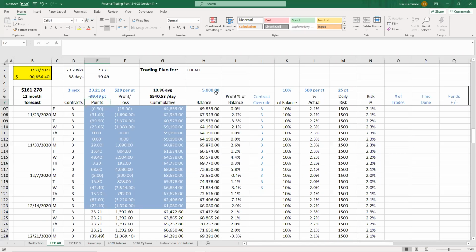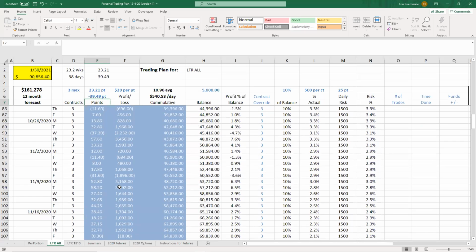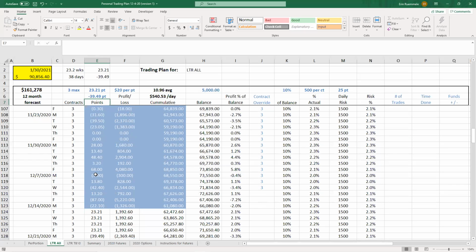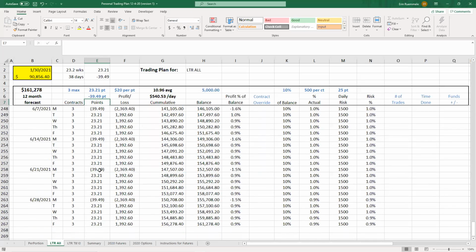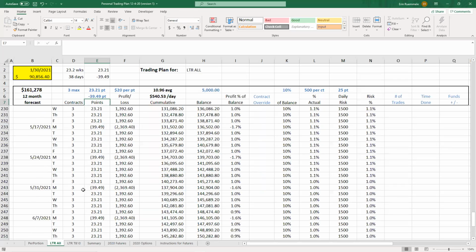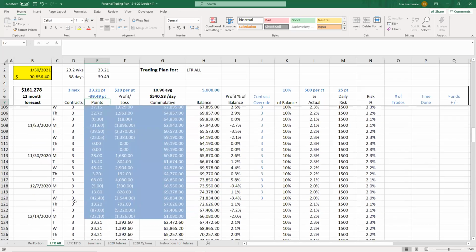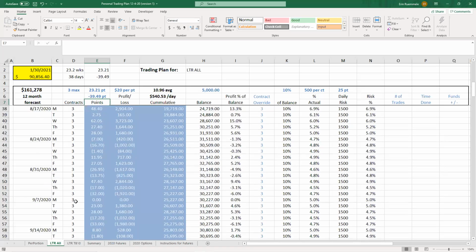So starting with a $5,000 balance, the 12-month forecast is $161,278. Now, sometimes this type of market that we're seeing right now is just a little bit more difficult than what we were seeing in October and even the beginning of November, because we're hitting towards the end of the year. So our 12 months will be up at about the end of June. So we still have plenty of time to go, plenty of time to see high performing days.